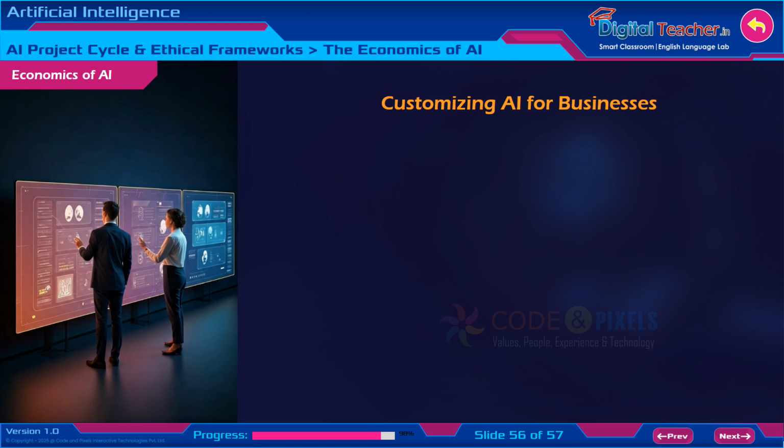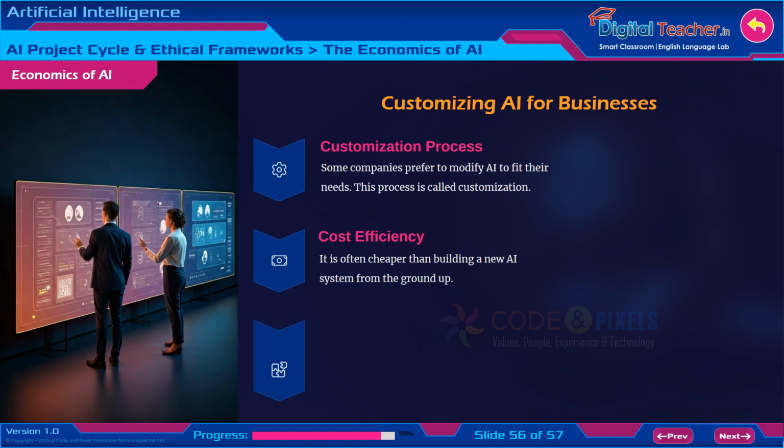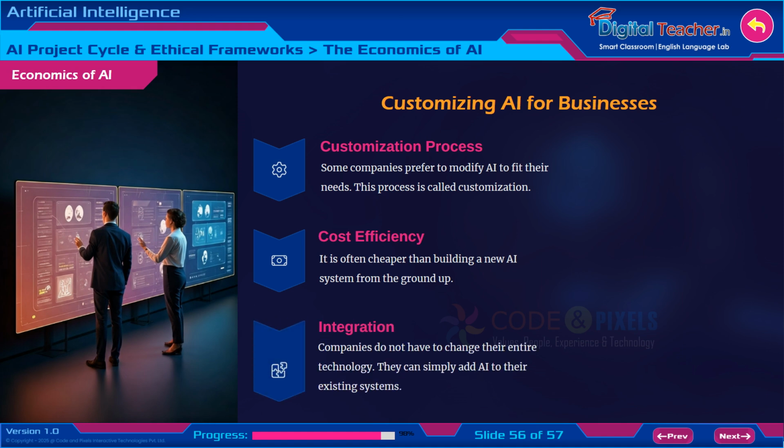Customizing artificial intelligence for businesses. Some companies prefer to modify artificial intelligence to fit their needs. This process is called customization. It is often cheaper than building a new artificial intelligence system from the ground up. Companies do not have to change their entire technology. They can simply add artificial intelligence to their existing systems.